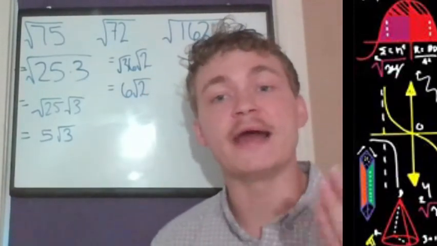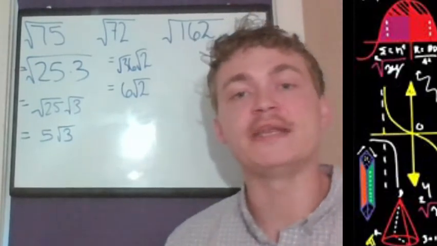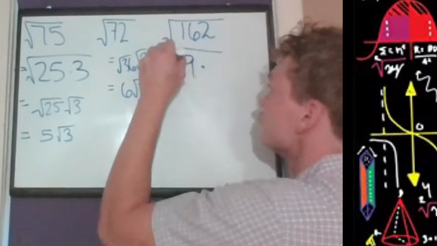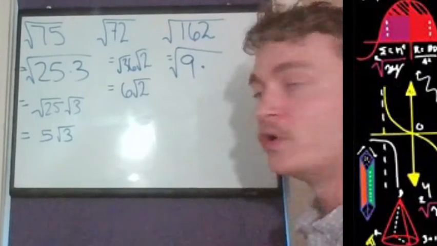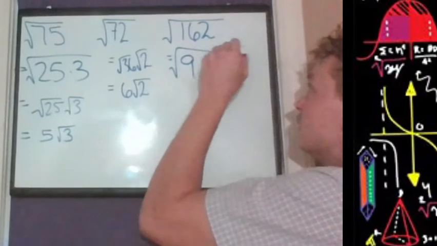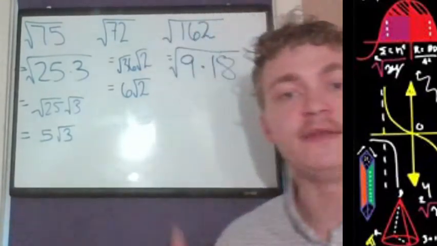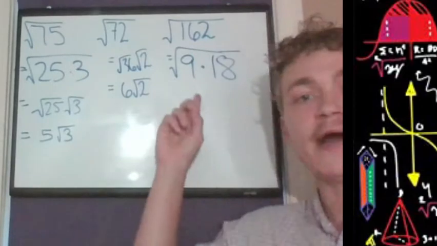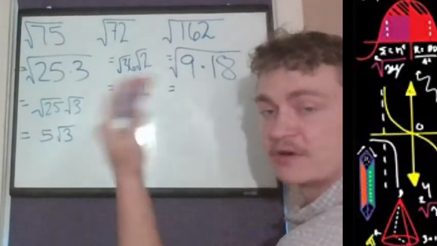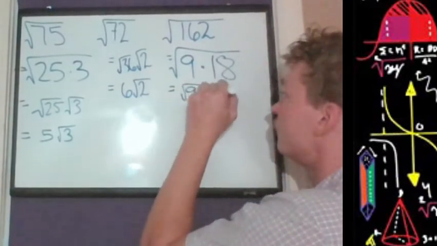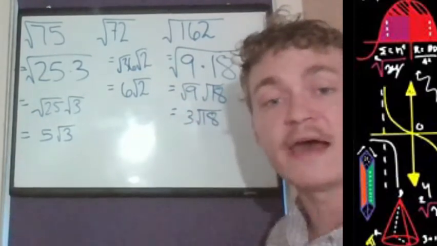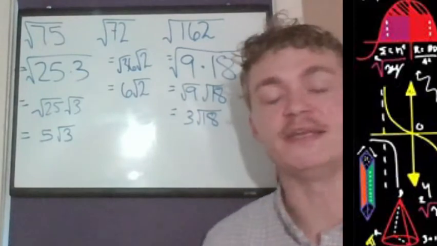Why is this important? 9 is, in fact, a perfect square factor. So how many times does 9 divide into 162? Well, 9 goes into 16 once, with 7 left over. 9 goes into 72 8 times. So here we have 9 multiplied by 18, which is in fact 162. 9 is a perfect square factor. So having the square root of 9 under its own radical, the square root of 9 is 3. Thus we have here 3 square roots of 18.